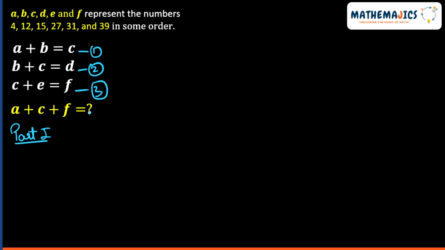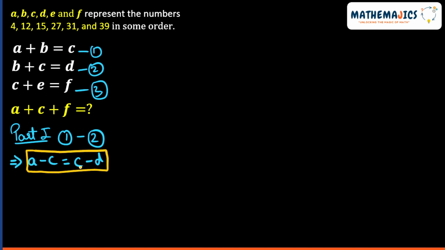Now we will subtract equation 2 from equation 1. If we subtract equation 2 from equation 1, what will we get? We will get A minus C is equal to C minus D. Now what does it mean? Please think carefully. This means that A, C and D are in AP. Yes, they are in arithmetic progression.